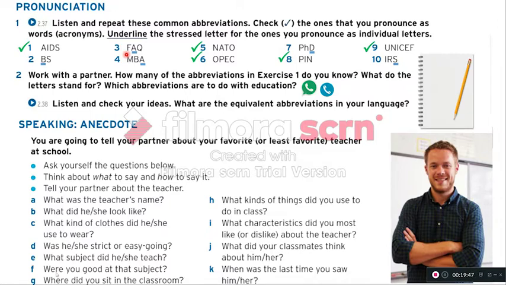Alright, if you finish, let's continue with the last exercise of today, that is a speaking exercise. And here we have anecdote. It says, you are going to tell your partner about your favorite or least favorite teacher at school. So first you have to think about your teacher, if it's your favorite or your least favorite. You're gonna ask yourself these questions, you're gonna think about what to say and how to say it, and finally you're gonna tell your classmates about the teacher.